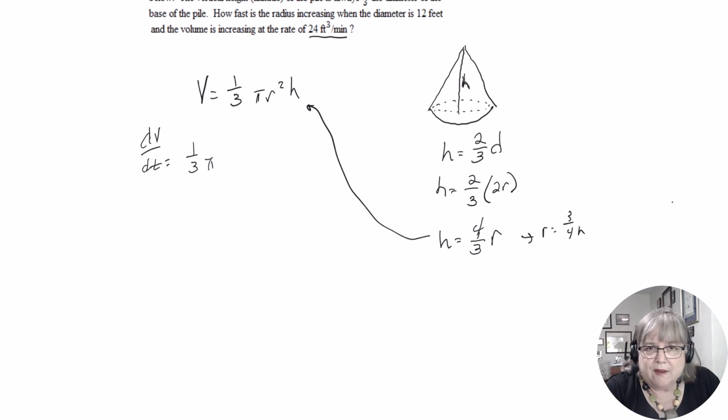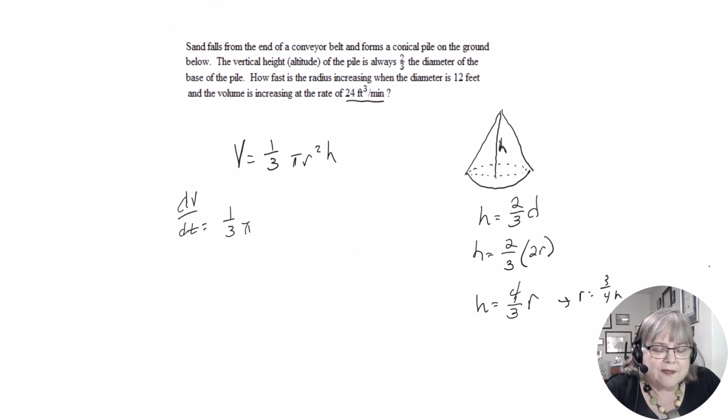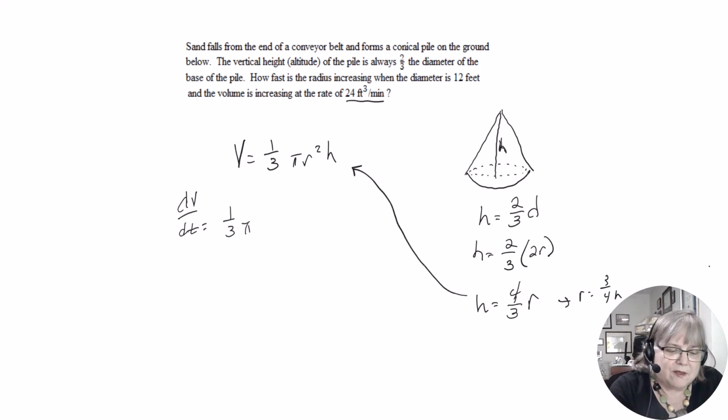So if it had asked for dh/dt, I'd say let's change everybody to an h. But right here it says how fast is the radius increasing, which is dr/dt. So I'm going to try to get rid of the h and substitute in an equivalence for r. So h is 4/3 r. So you have this part that we were going, okay, this is going to be too big of a problem for us to do a time derivative. So let's back up.